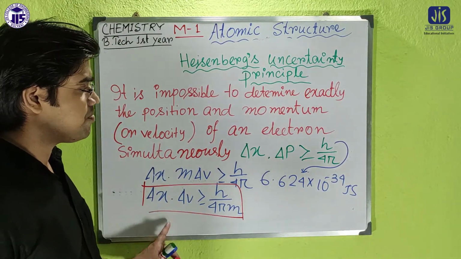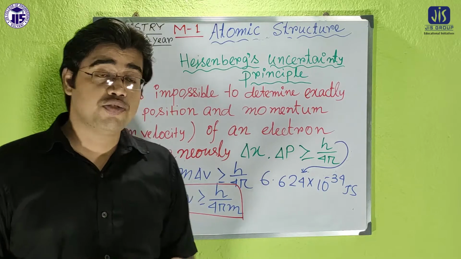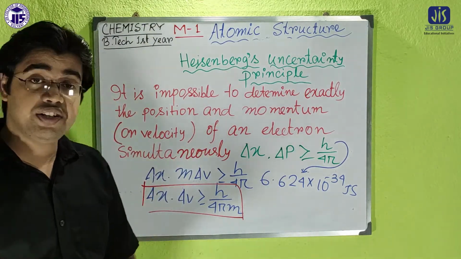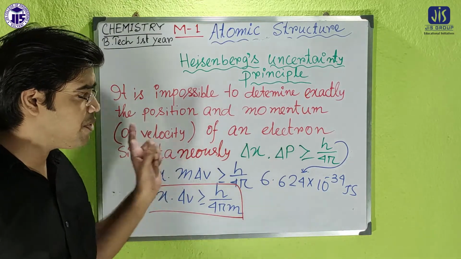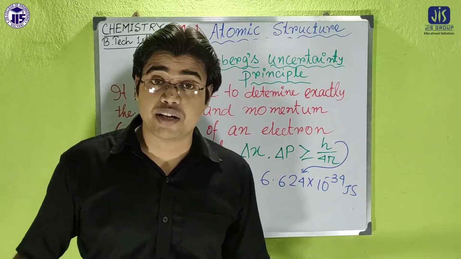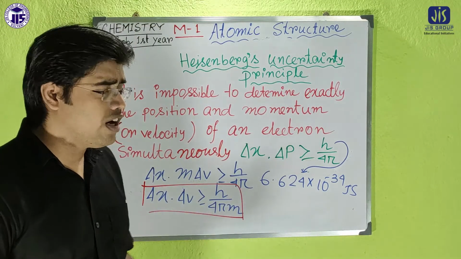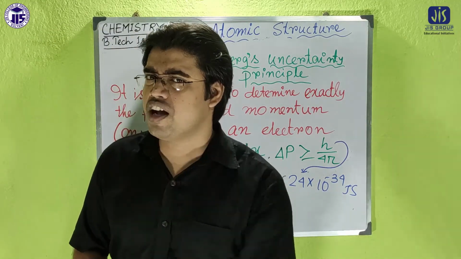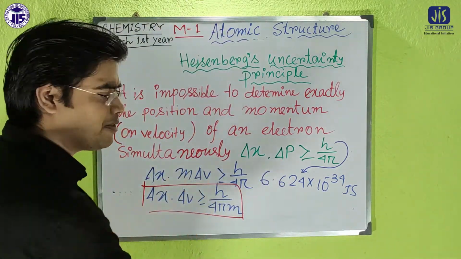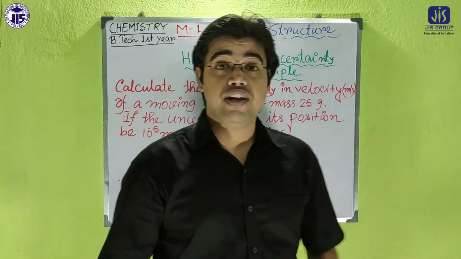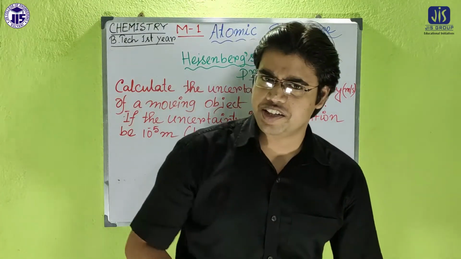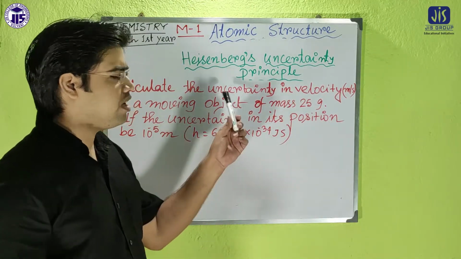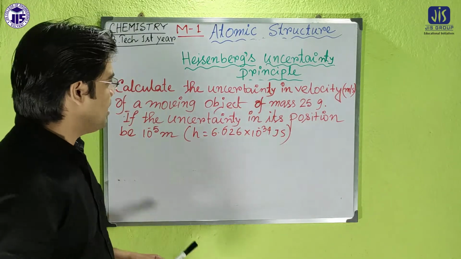So this is the mathematical expression for the Heisenberg uncertainty principle, and we have to use it in numerical problems also. So let's check one numerical problem from the Heisenberg uncertainty principle. Now we'll solve one problem from the Heisenberg uncertainty principle.